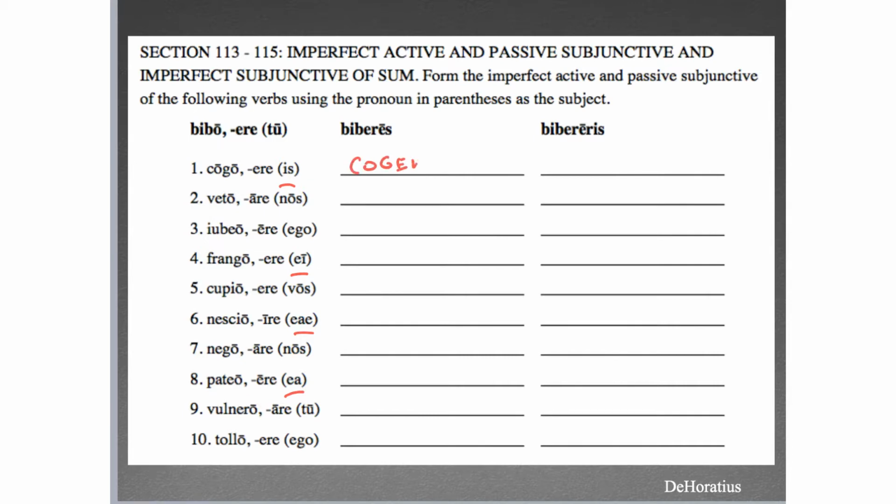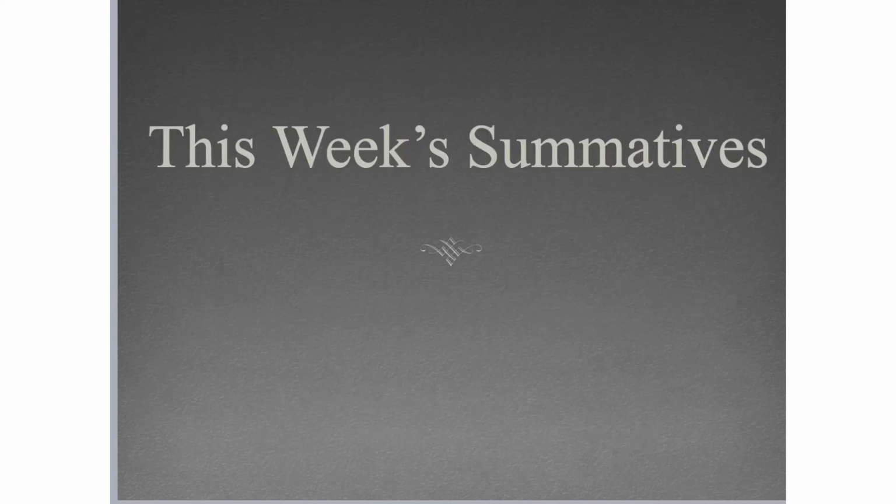So cogeret, cogeretur, vetaremus, vetaremur. All right, and again, present active infinitive, whatever that second principal part is, plus the endings. All right, pretty short. All right, so that's really it.